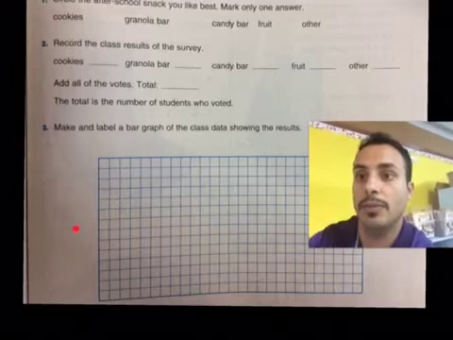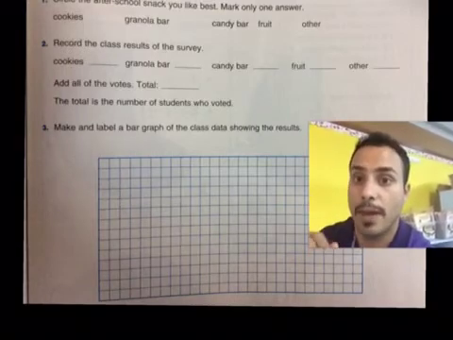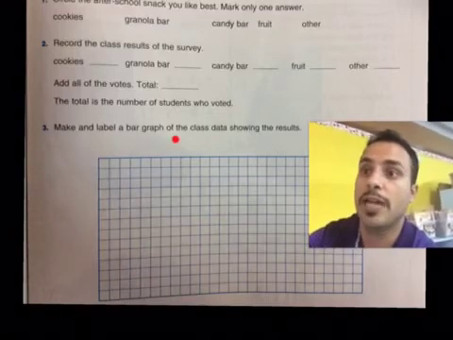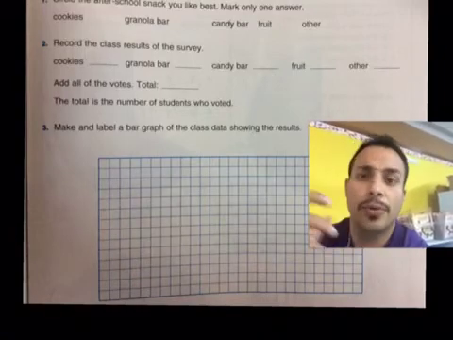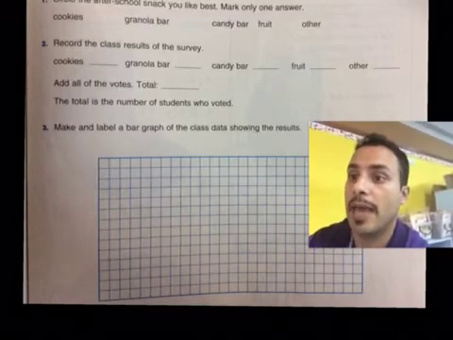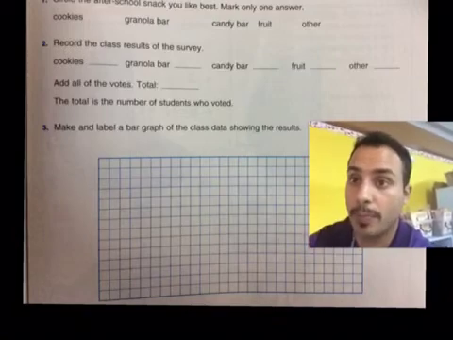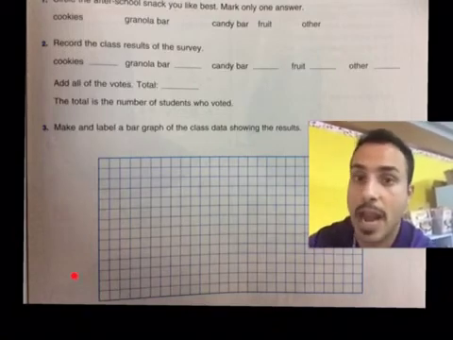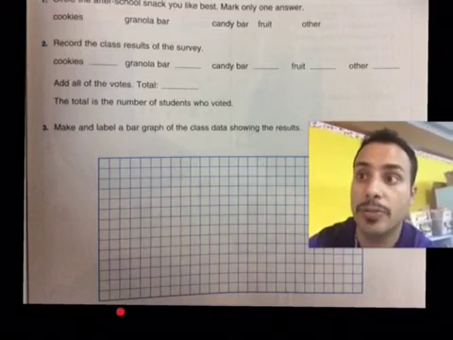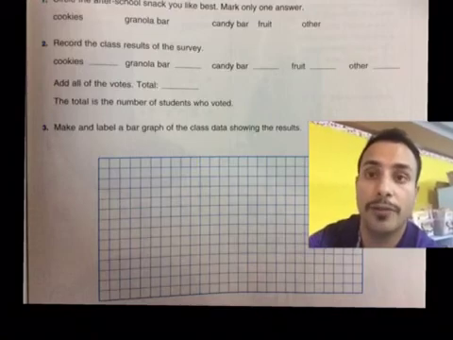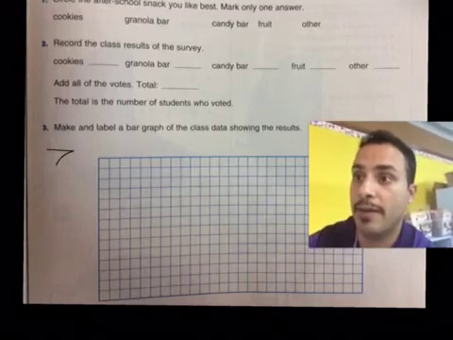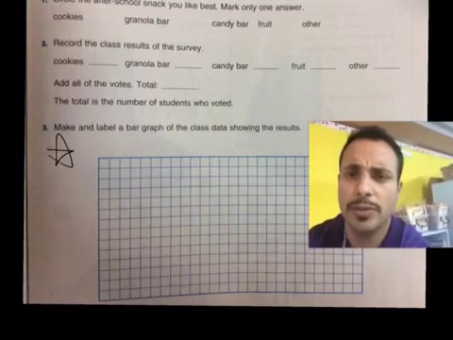And along the side, what are you going to write? The amount, right? Number of students. And your title, what would be a good title? Preferred after-school snacks. Okay, I want those done. So remember, preferred after-school snacks, number of students, and along the bottom, so that you can make your bar graph, you're going to write cookies, granola bar, candy bar, fruit, or other. That is a key answer. Please make sure you have that part done so that we can get right to it when you get to class.